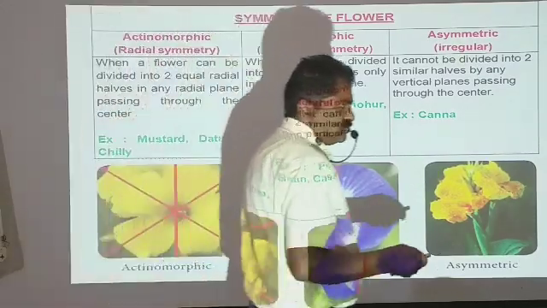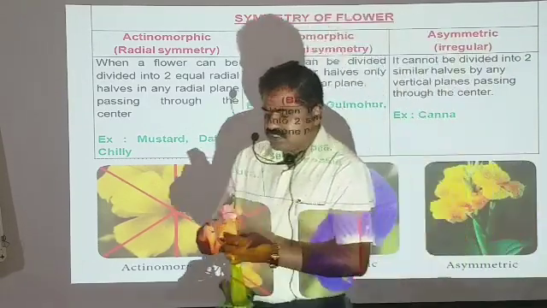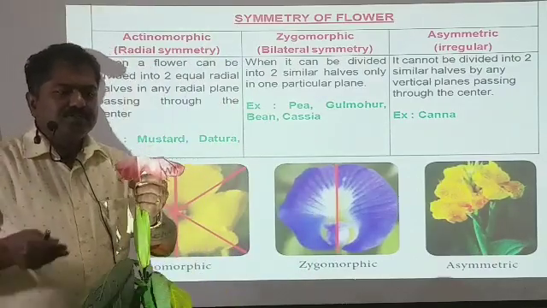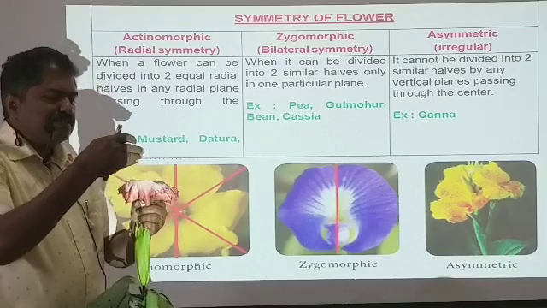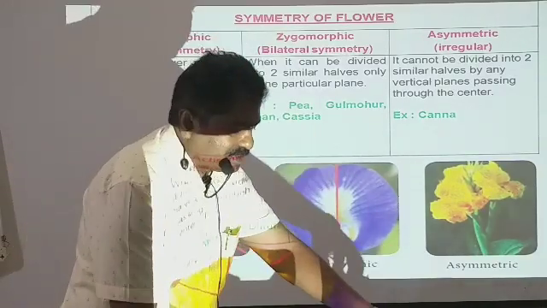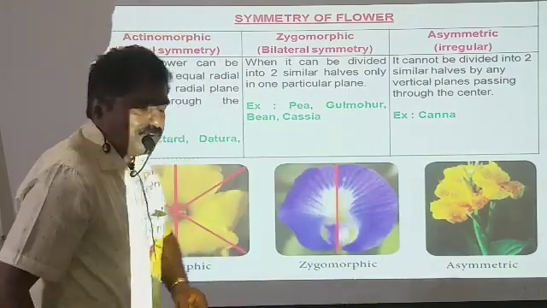So this is the Datura, which belongs to the Solanaceae family. This is an actinomorphic flower. At any axis it can be cut into two equal halves. So that is what we call an actinomorphic flower.